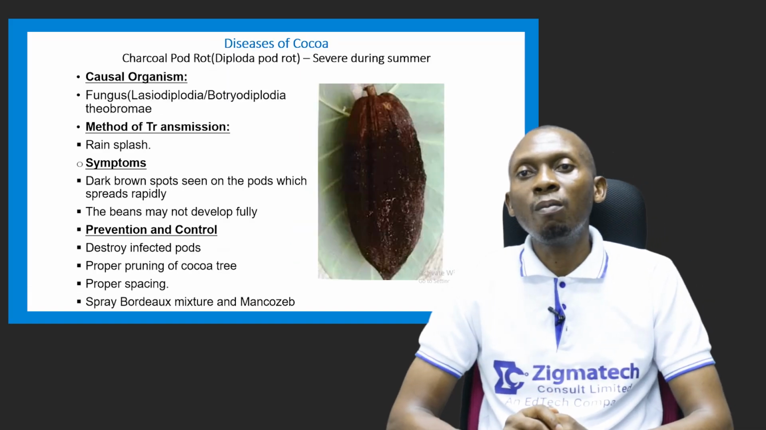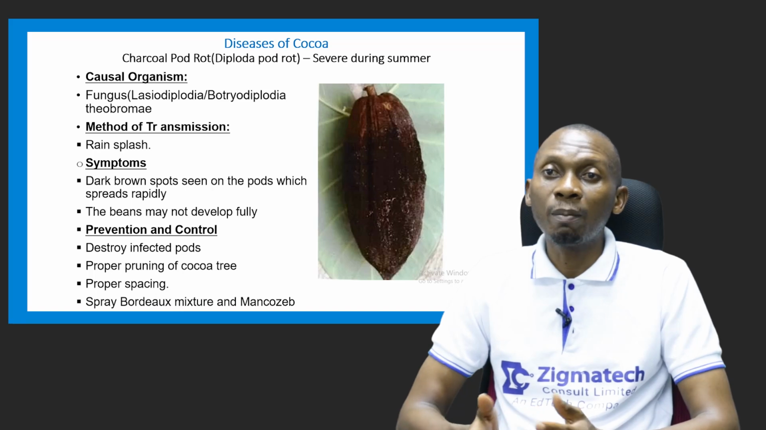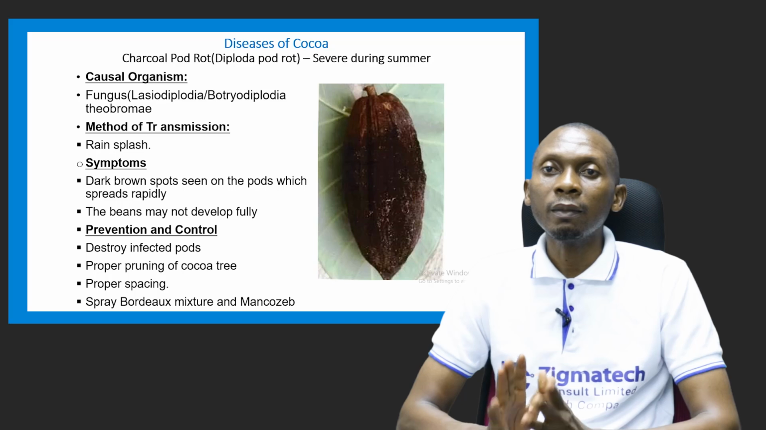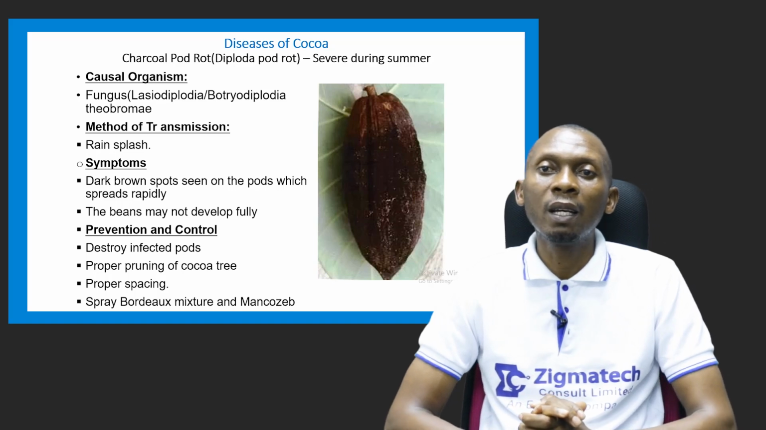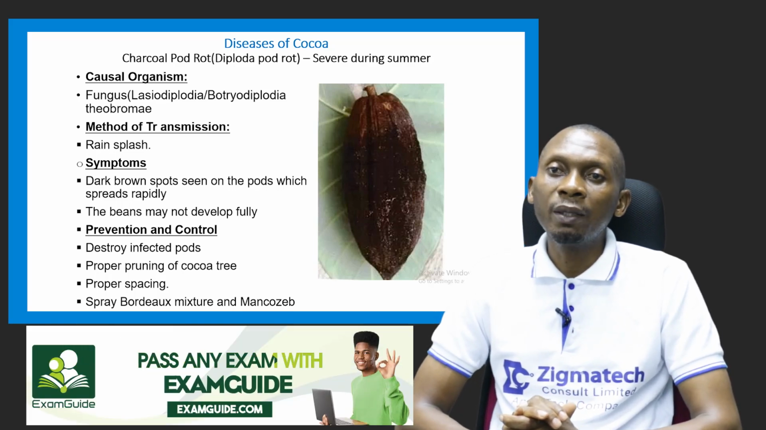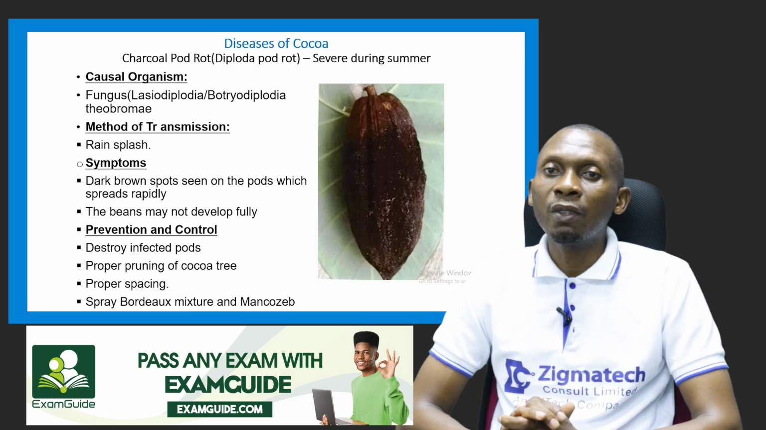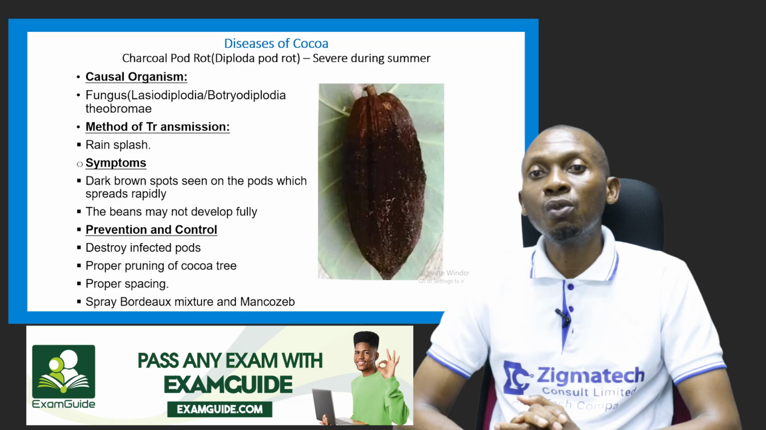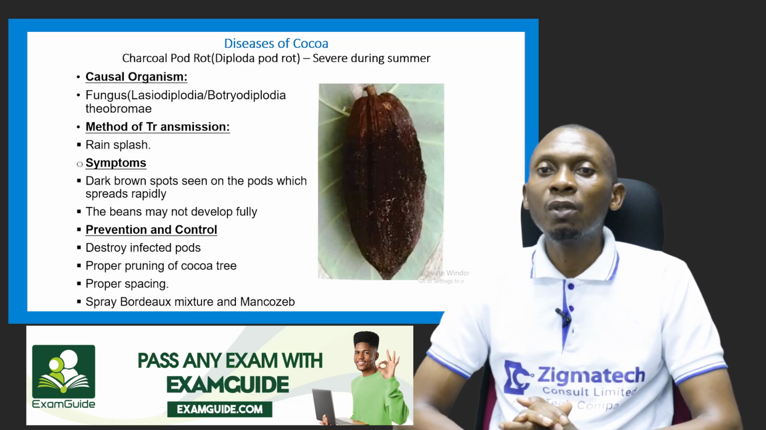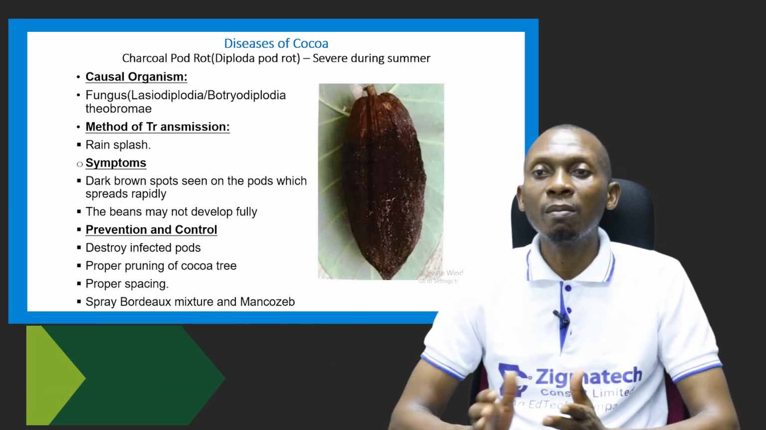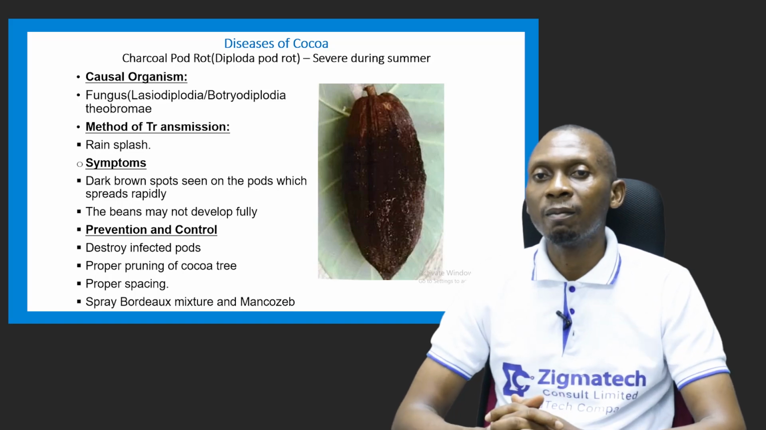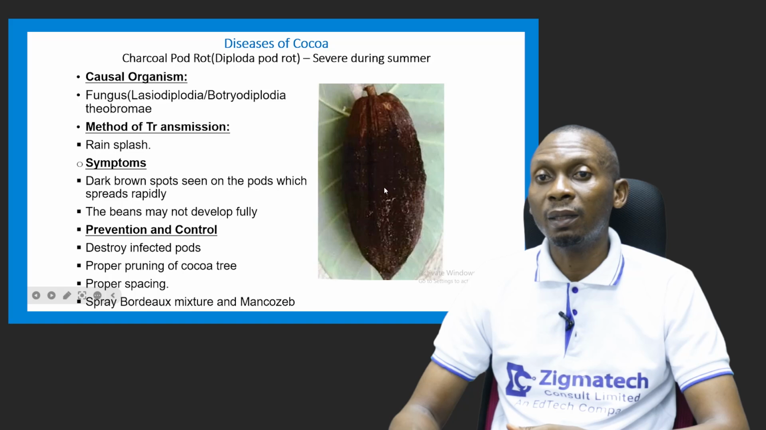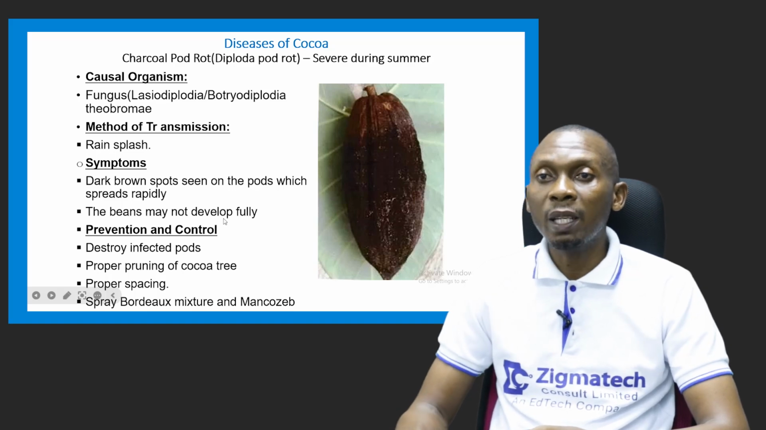Now we have charcoal pod rot, diplodia pod rot. It's usually severe during summer. It's caused by the fungus Lasiodiplodia or Botrytis diplodia theobromae, and it's transmitted through rain splash. The symptoms here are dark brown spots seen on the pods, which spread rapidly. The beans inside the pods may not develop fully.